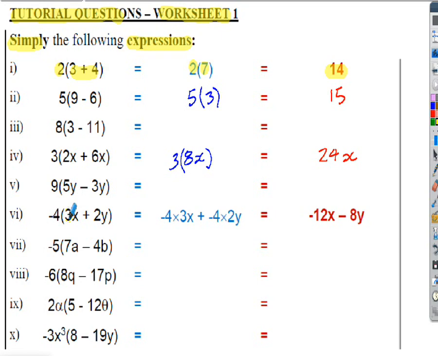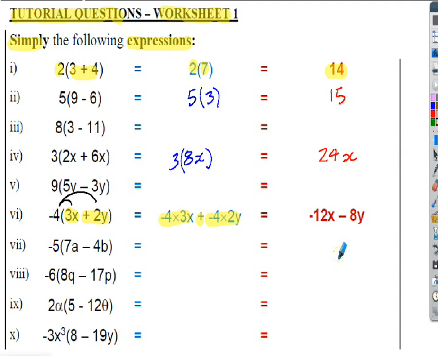Inside the bracket we have 2 terms, but they're not like terms. We have a 3x added to a 2y, so we cannot add them together. They are not like terms. So in this particular case we're going to have to expand the bracket like we did in the previous slide. So we're going to multiply the negative 4 by the 3x, and then the negative 4 multiplied by the 2y. So that will be negative 4 multiplied by 3x added to the negative 4 multiplied by 2y.